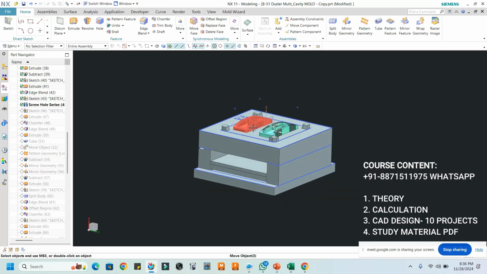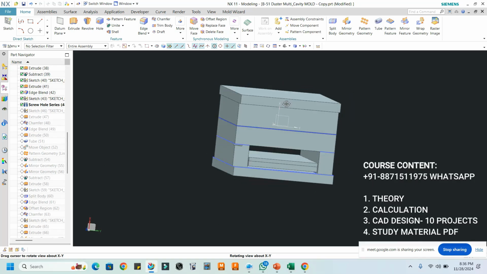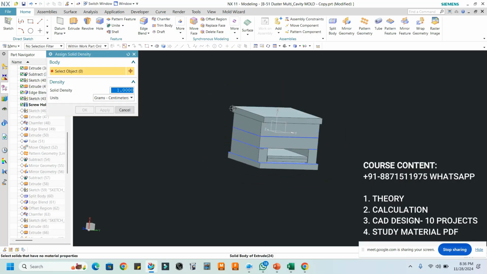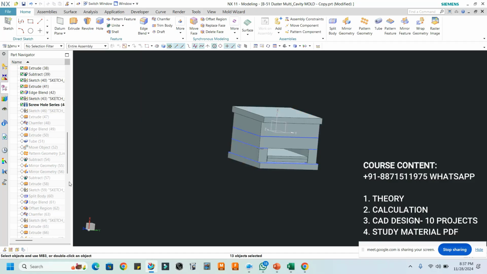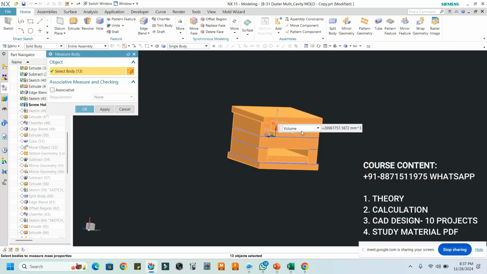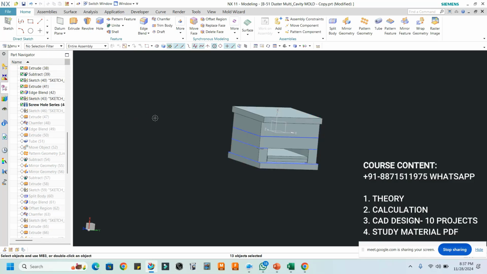So first of all, what is the weight of the mold? Put the density. What is the density of the MS again? 7.85 gram per centimeter cube, and you will get the complete weight of the mold, right? Weight means you can say mass, right? Which is about 211.64. So maybe round figure I can take 220, right?